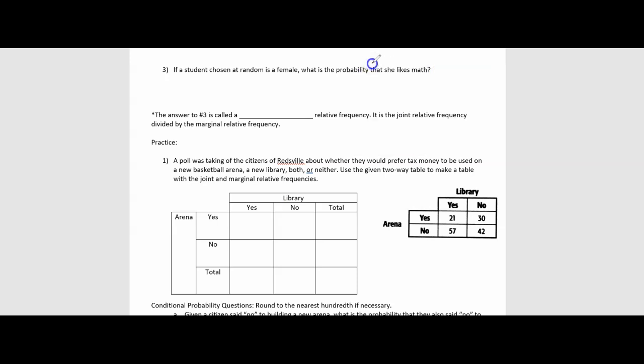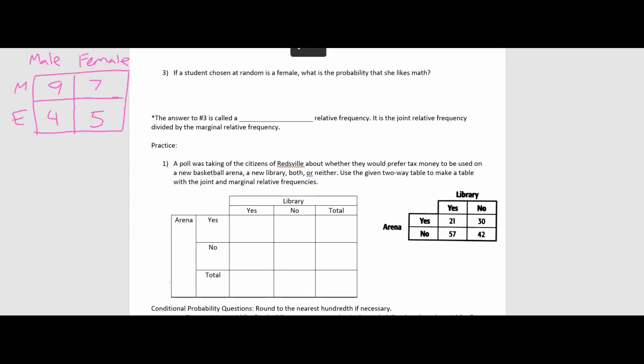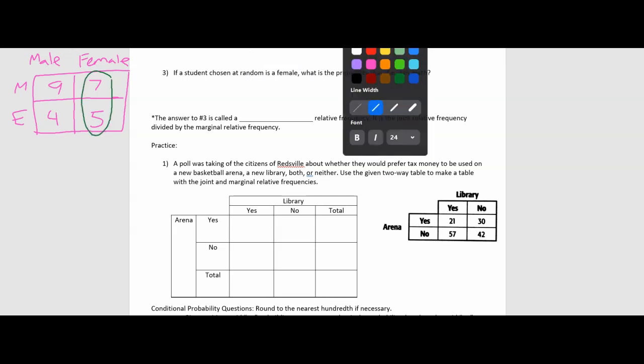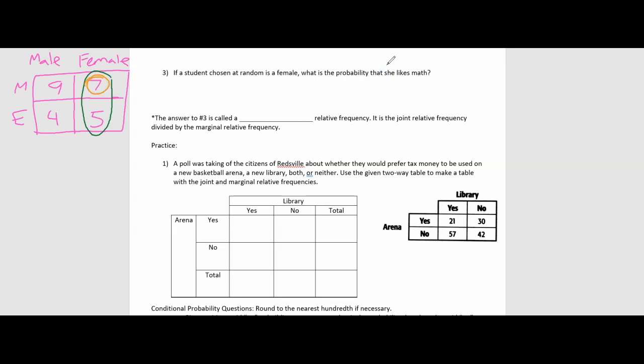Well, I was going to sketch this table again. 9, 4, 7, 5. Well, if we're only looking at the females, we're only going to be looking at that second column. Well, if we want them to like math, that's going to be 7 favorable. Let's actually just write this. We'll say this is event C. So probability of C, well, the favorable number of outcomes is 7.